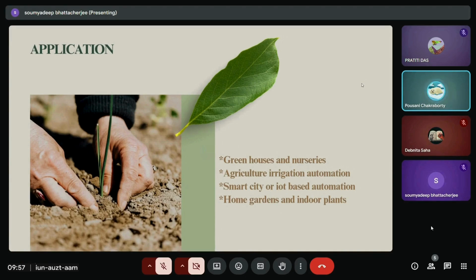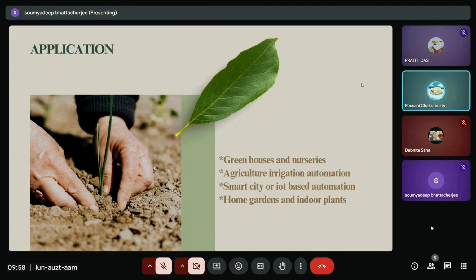Third, agricultural fields. In many rural areas, farmers still rely on manual irrigation, which consumes time, effort, and a lot of water. By installing multiple soil moisture sensors across a farm, this system can automatically irrigate only the dry areas, ensuring water is used efficiently. This can help in precision agriculture, where every drop of water is utilized wisely. In countries like India, where water scarcity is becoming a serious issue, such automated systems can have a huge impact on saving water and increasing productivity.